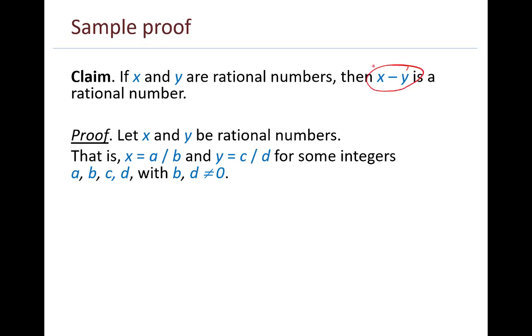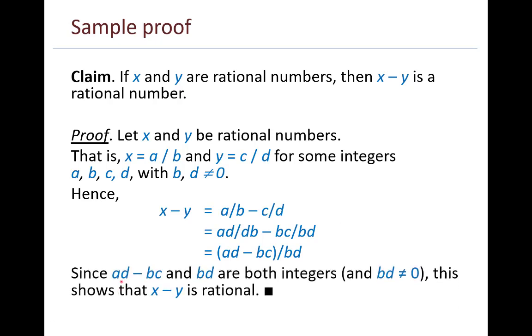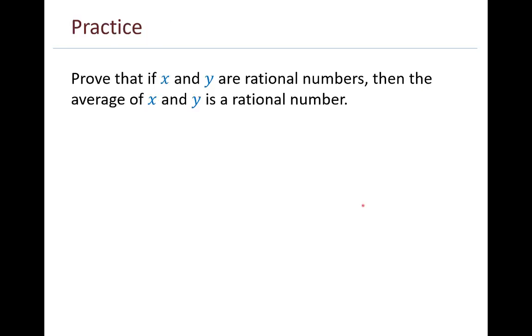And now, let's look to our conclusion and write an expression for x minus y. So x minus y equals a over b minus c over d. Simplify that with a common denominator, put it all together, and now with closure I have that my numerator is an integer, my denominator is an integer, and importantly the denominator is not 0. Since ad minus bc and bd are both integers and that denominator is not 0, this shows that x minus y is rational. Here is a proof for you to try.